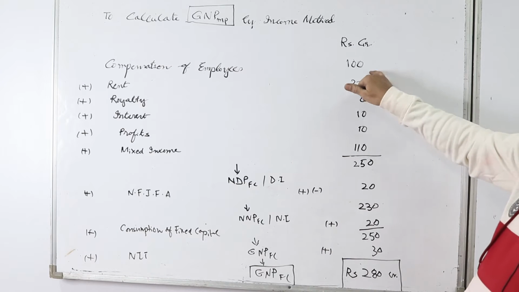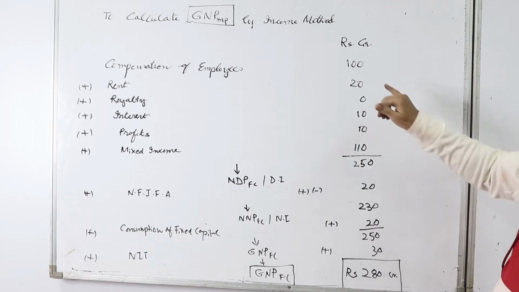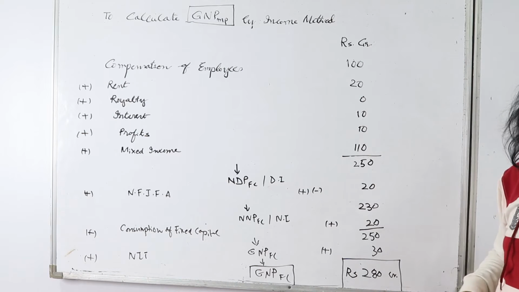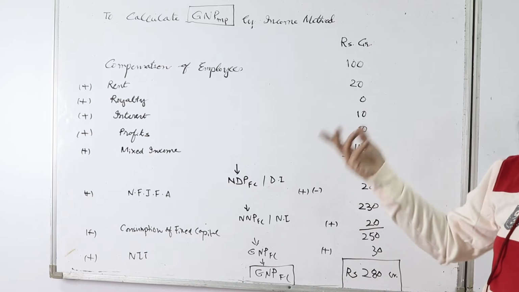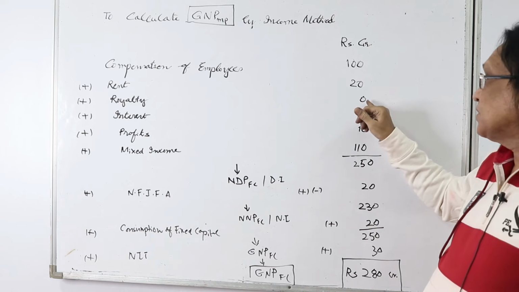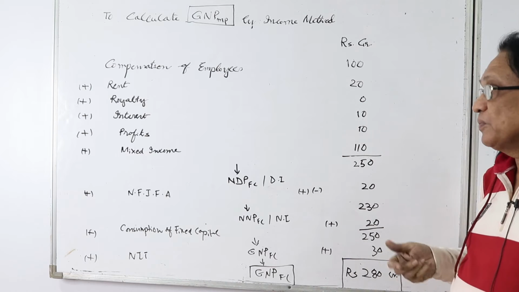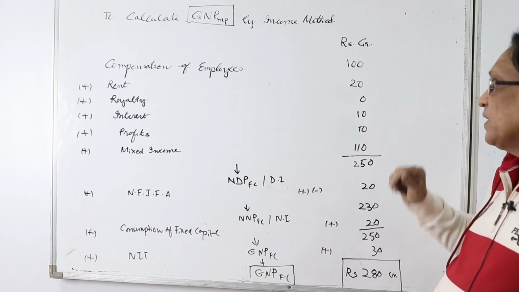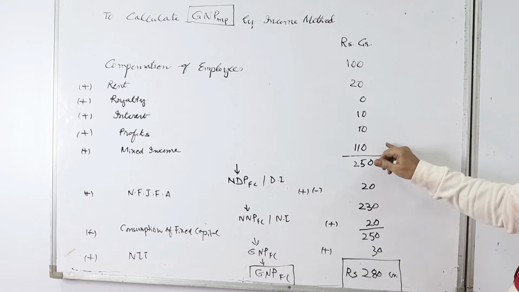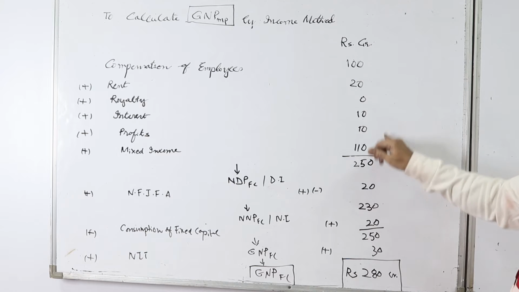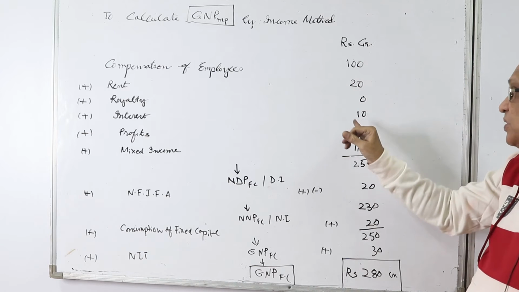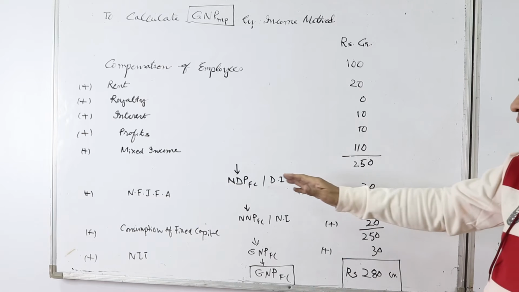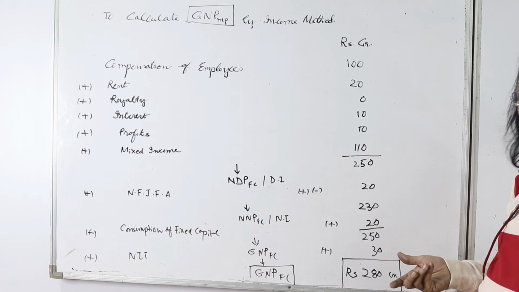So compensation of employees is given as 100. Rent is given as 20. Royalty is not given, but there is no harm in writing it in the formula, otherwise you can ignore royalty. Since it is not given, we take it as 0. Interest is given as 10. We picked it up. Profits are given as 10. We picked it up. And mixed income is 110. You add up all these values, 100 plus 20 plus 0 plus 10 plus 10 plus 110, you get 250, which is nothing but net domestic product at factor cost or domestic income.